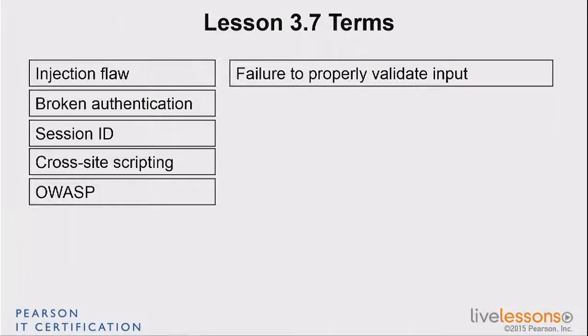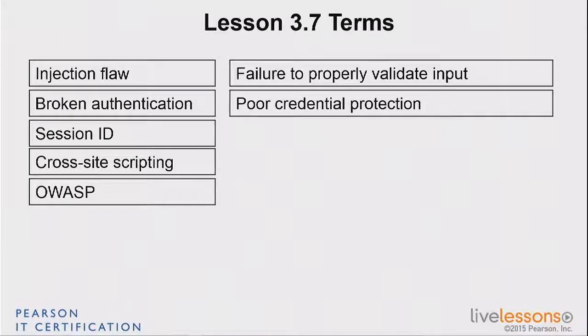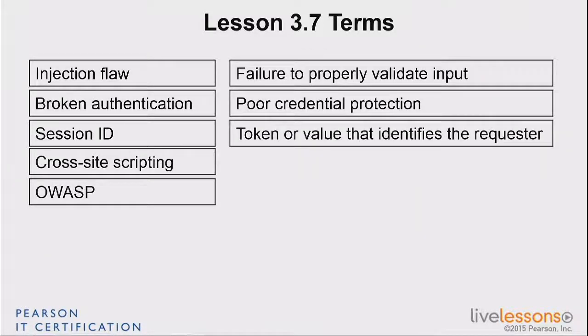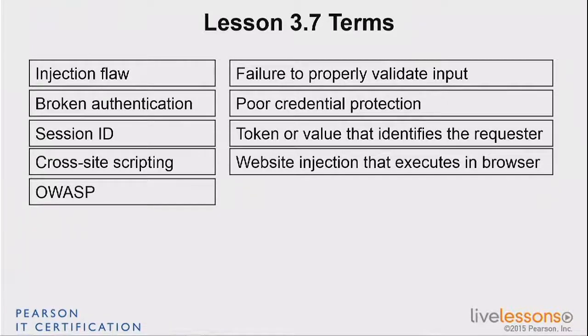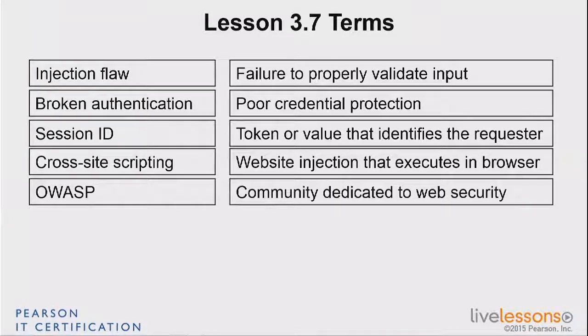An injection flaw is when we fail to properly validate input. It allows us to input instructions into a running process. So failure to properly validate input is what allows that to happen. Broken authentication could be poor credential protection. That's one component of broken authentication. A session ID is a token or value that identifies the requester. Cross-site scripting was a website injection that executes in the browser. And OWASP is a community dedicated to web security.